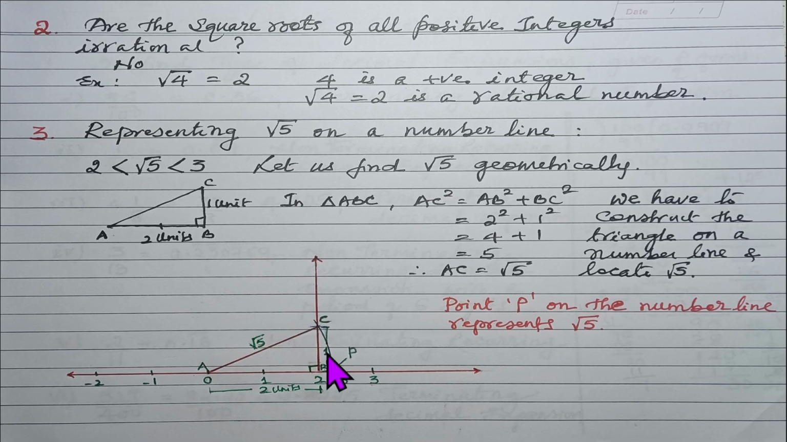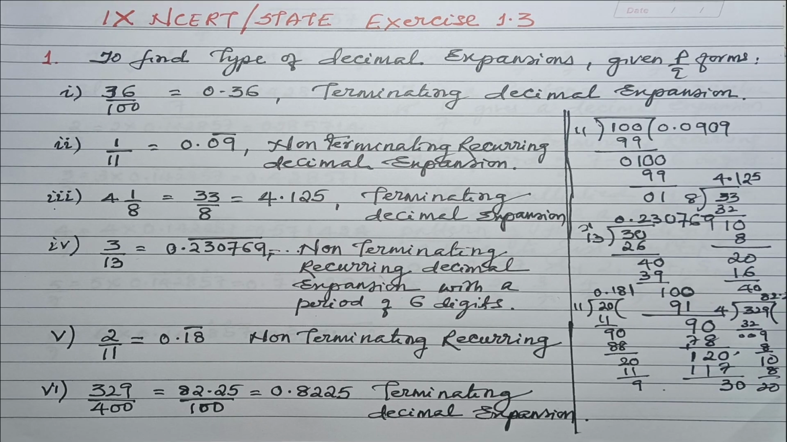AC is joined. Now by Pythagoras theorem, the measure of root 5 is known to us, that is AC is root 5. Now with A as center and AC as the radius, cut an arc to cut the number line at point P, and the point P represents root 5 on the number line. It's a very simple construction, and that is how we locate root 5 on the number line.